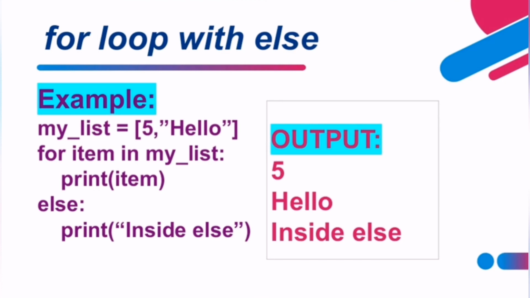For loop with else. Similar to a while loop, a for loop can also have an optional else block. The else part is executed once all the items in the sequence are finished. Here is the example: my_list equal to 5 comma and the string "hello". For item in my_list, print item, else print "inside else". So here is the output: 5, hello, and inside else. The for loop prints the items of my_list, then the else part is executed which prints inside else.